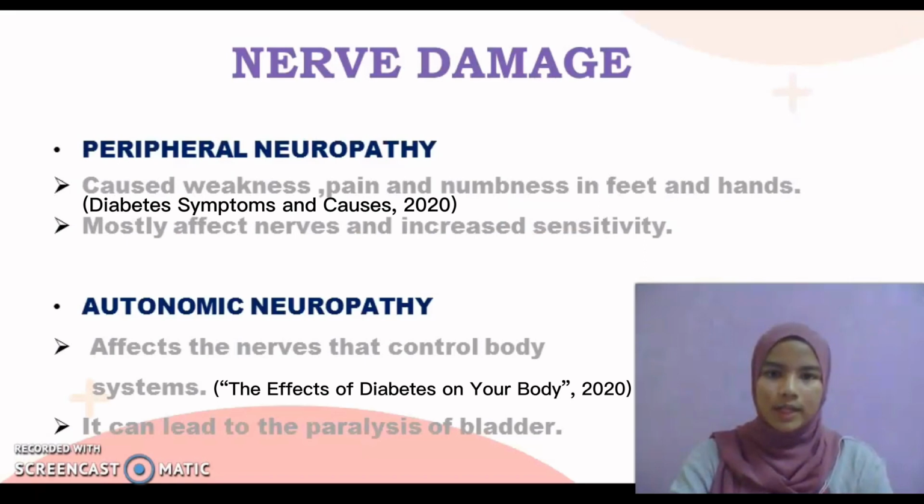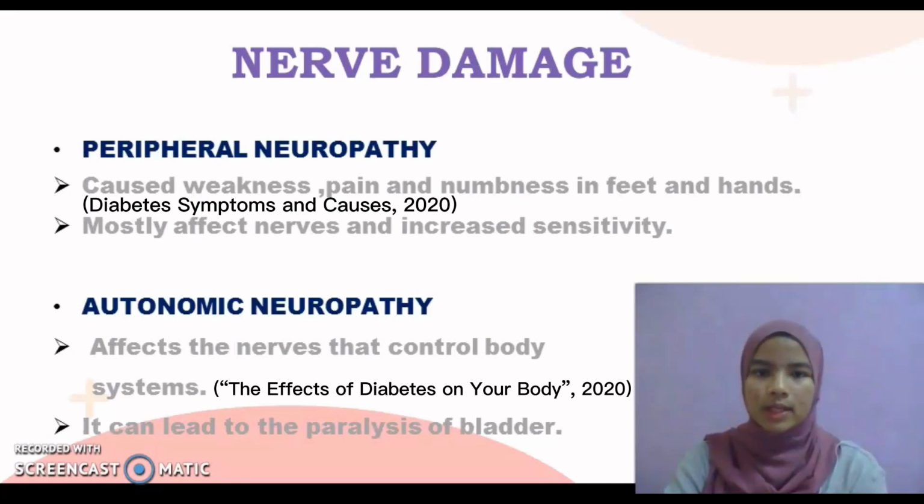The first complication is nerve damage, known as diabetic neuropathy. It is divided into two types, peripheral and autonomic. Peripheral neuropathy mostly affects nerves and increases sensitivity. It causes weakness, pain and numbness in the feet and hands. People who have peripheral neuropathy usually get very cold and hot easily, and they usually have very poor stability.